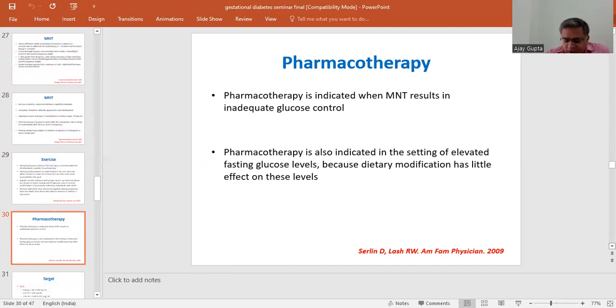Now, after medical nutrition therapy and dietary advice, the pharmacotherapy comes. Pharmacotherapy is indicated when the medical nutrition therapy results in inadequate glucose control. Pharmacotherapy is also indicated in the setting of elevated fasting glucose levels because dietary modification has little effect on these levels.